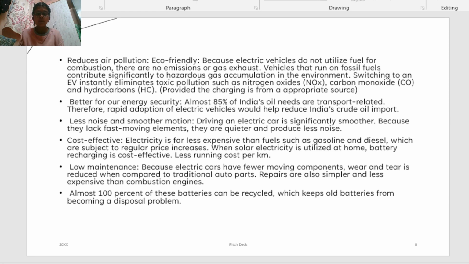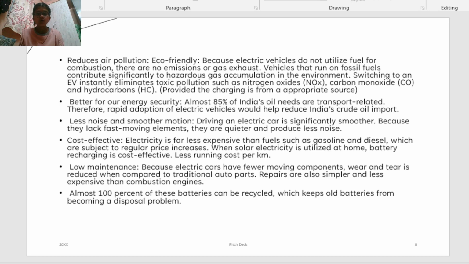Therefore, rapid adoption of electrical vehicles would help reduce India's crude oil import. Less noise and smoother motion. Driving an electric car is significantly smoother because they lack fast moving elements, they are quieter and produce less noise. Cost effective. Electricity is far less expensive than fuels such as gasoline and diesel, which are subject to regular price increases. When electricity is utilized at home, battery recharging is cost effective, less running cost per kilometer.